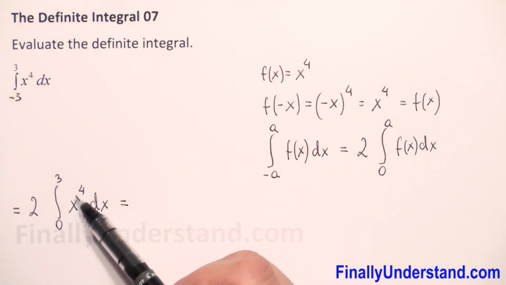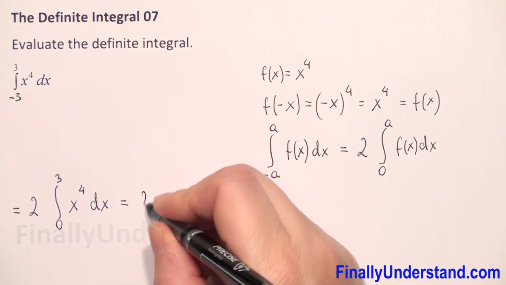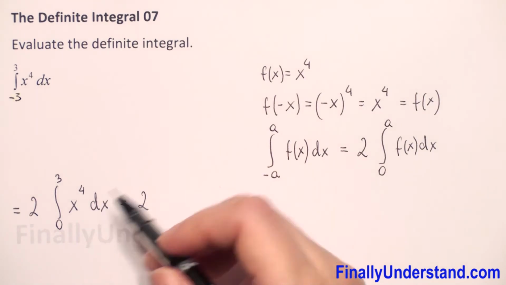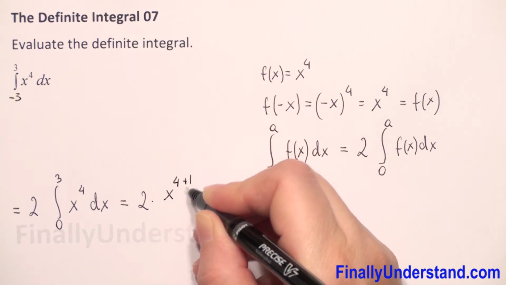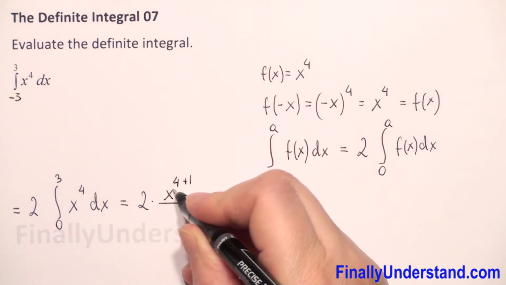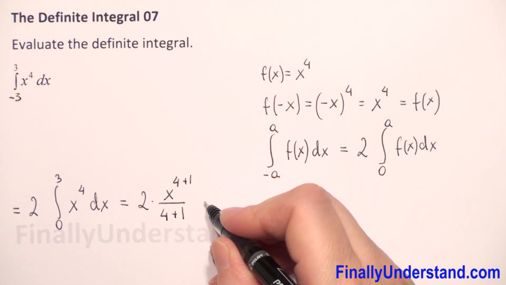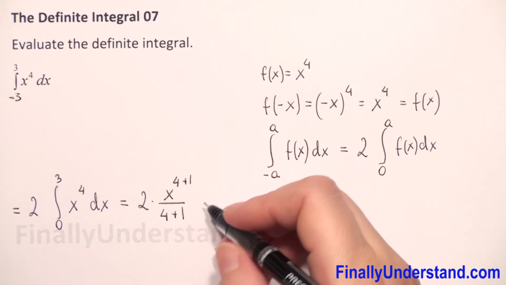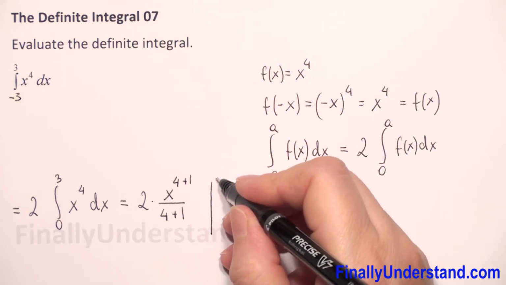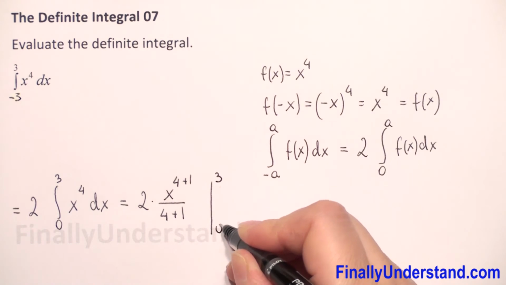Next, first we have to solve our definite integral like an indefinite integral. So we copy 2, and we have the integral of a power function. So we have times x to the power 4 plus 1, and in the denominator we have the same expression as in the exponent, so it will be 4 plus 1. Plus, we have a constant. For a definite integral, we don't write this constant. We put a vertical bar, and on the top we have the upper limit, and on the bottom we have the lower limit.